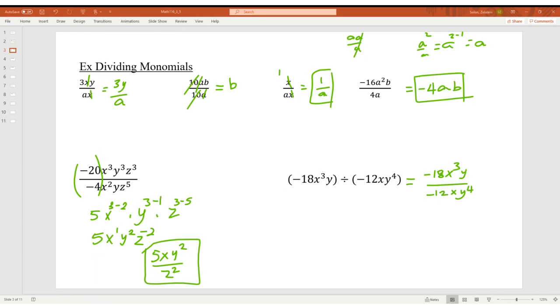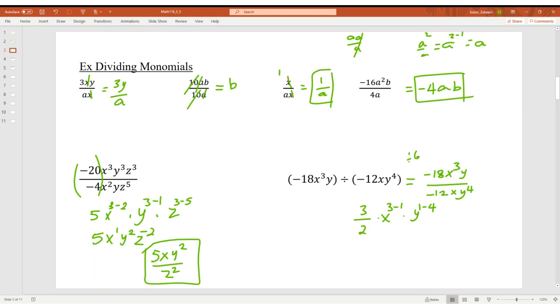Excellent. So you guys got the correct answer. So Abby, Deborah, and Hugo is writing. So what you can do is just divide the top and the bottom by 6. That will reduce the expression. So 18 divided by 6 is 3. 12 divided by 6 is 2. Now negative divided by negative is positive. Now for the variables, you have x to the power of 3 minus x to the power of 1. So 3 minus 1. For y, I have y to the power of 1 minus 4.